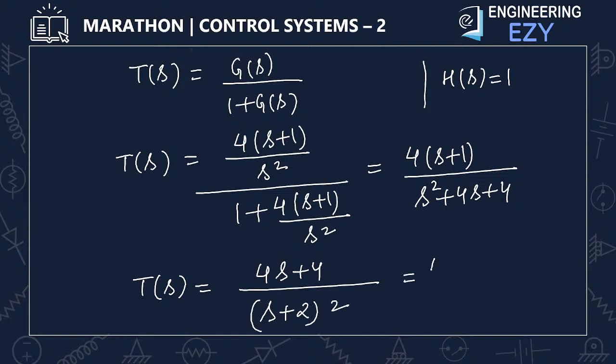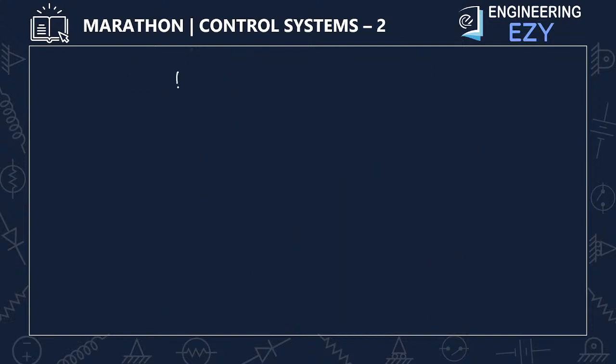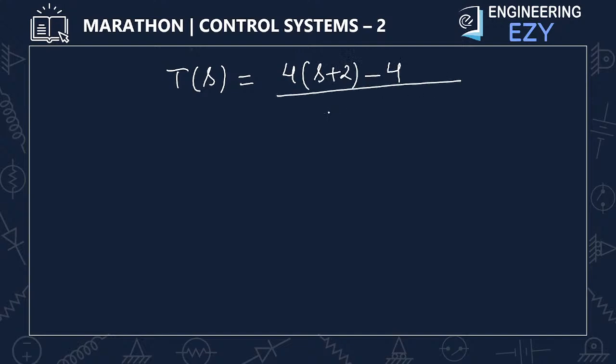It can be written as (4s + 8 - 4) upon (s + 2) whole square. I hope you already know why I write plus 8 minus 4, because I want to make s + 2 in the numerator. So what is the T(s)? T(s) I got is (4 times (s + 2) - 4) upon (s + 2) whole square.